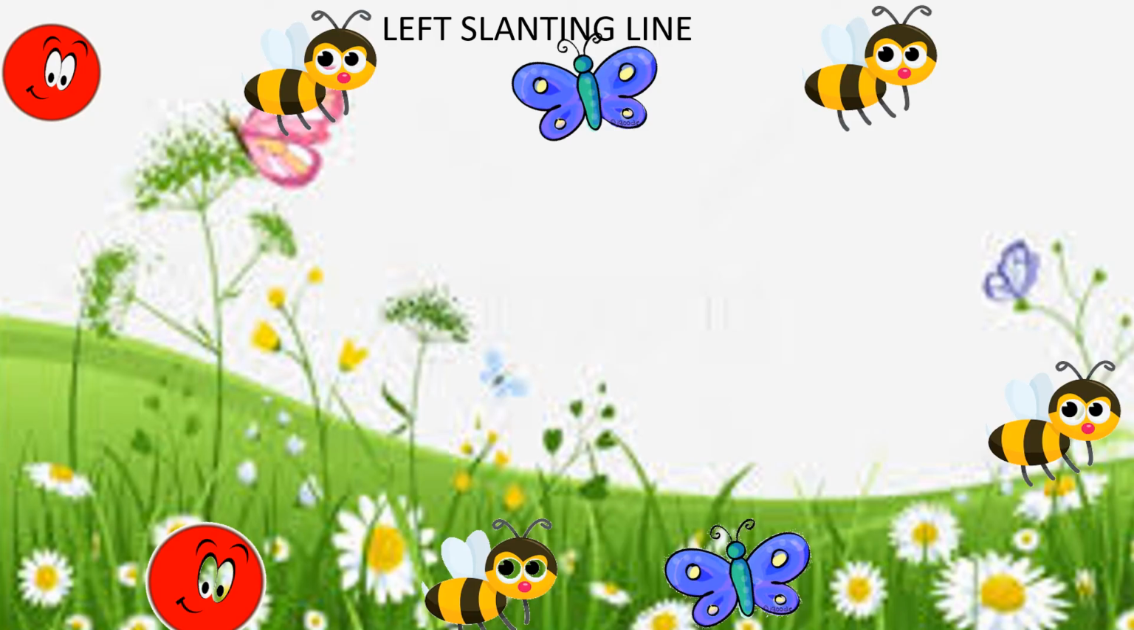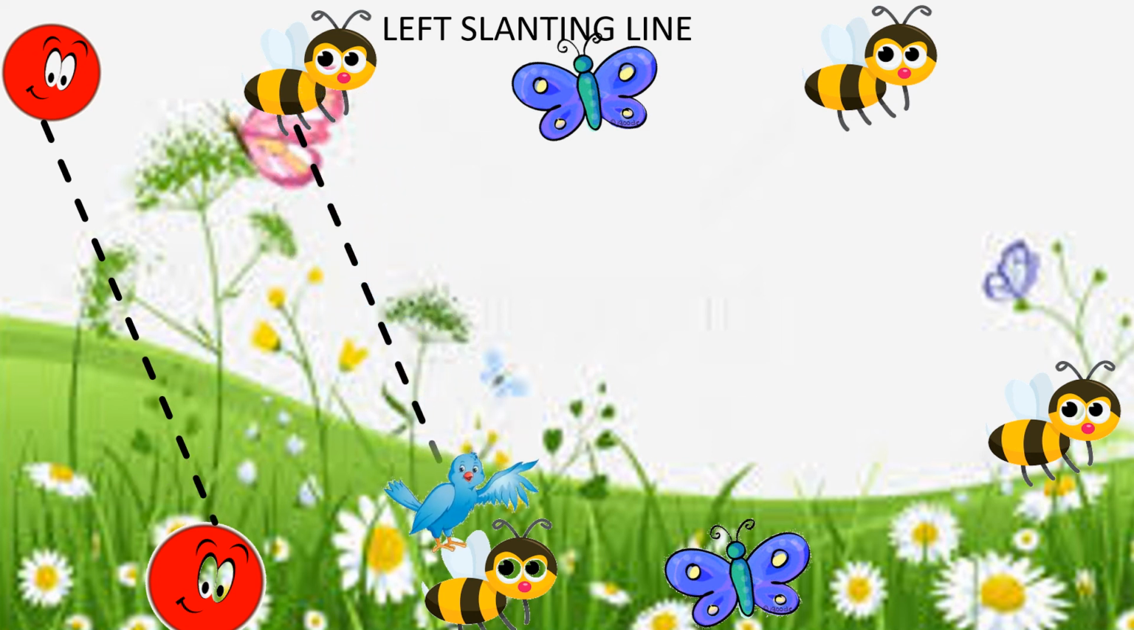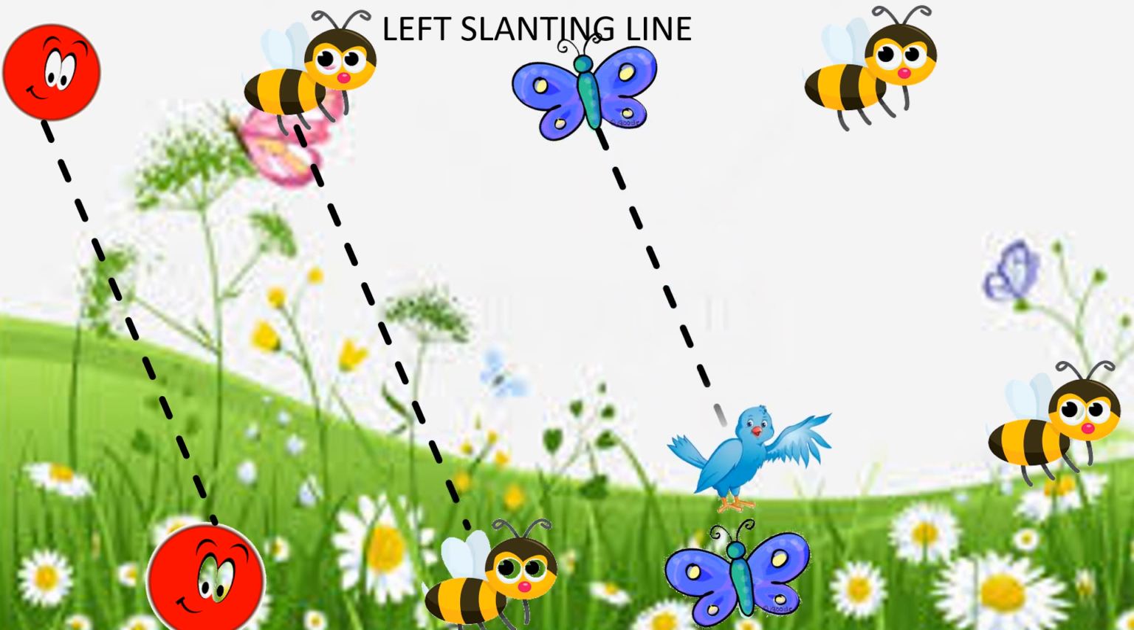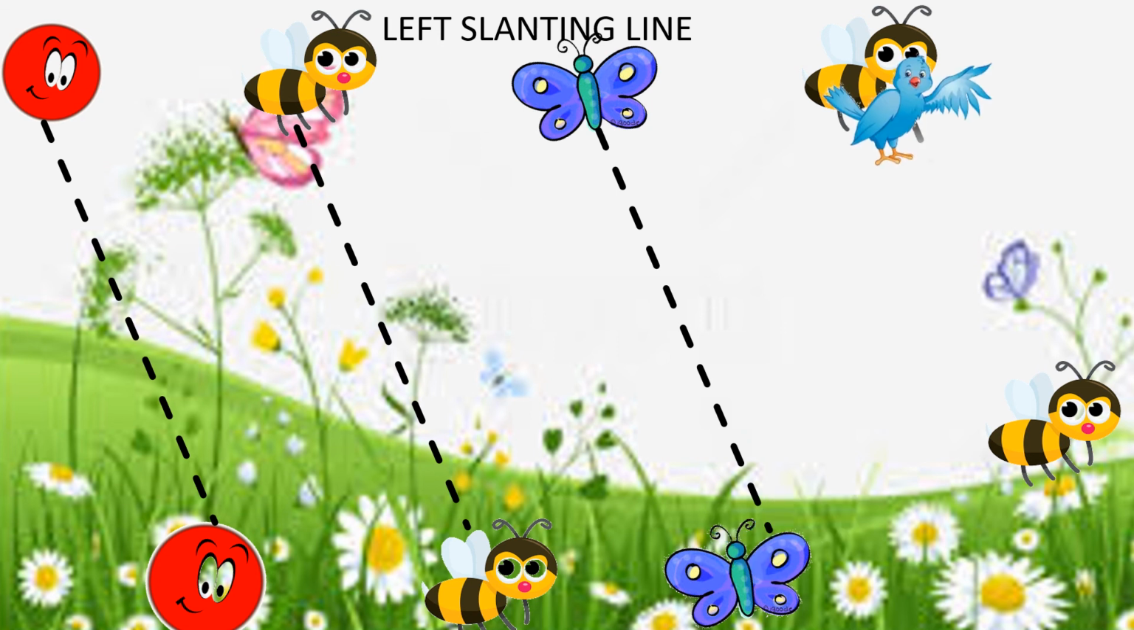Now once again we will do the matching with the ball with the ball and honeybee with the honeybee and butterfly with the butterfly, but we'll match it with the left slanting line. So let us see how do we match. Oh, there is a bird and bird is going to match them with the left slanting line, and honeybee with the honeybee and butterfly with the butterfly with the left slanting line.